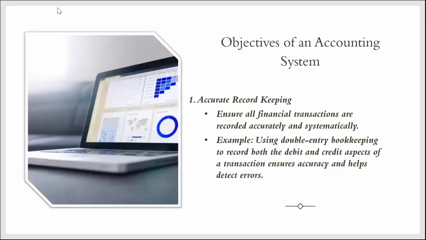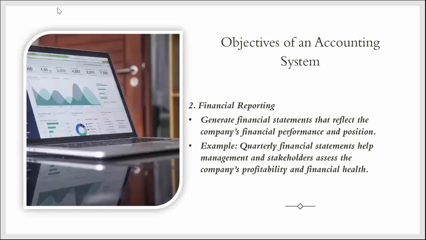Objectives of an accounting system. 1. Accurate record keeping. Ensure all financial transactions are recorded accurately and systematically. Example, using double-entry bookkeeping to record both the debit and credit aspects of a transaction ensures accuracy and helps detect errors. 2. Financial reporting. Generate financial statements that reflect the company's financial performance and position. Example, quarterly financial statements help management and stakeholders assess the company's profitability and financial health.